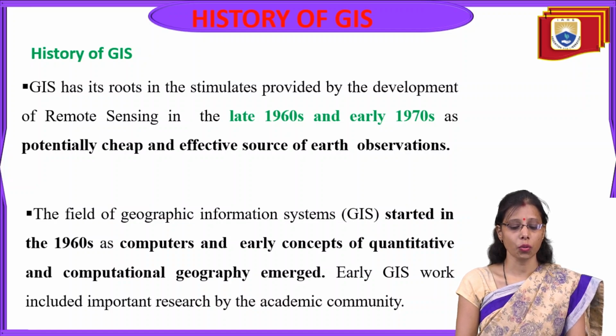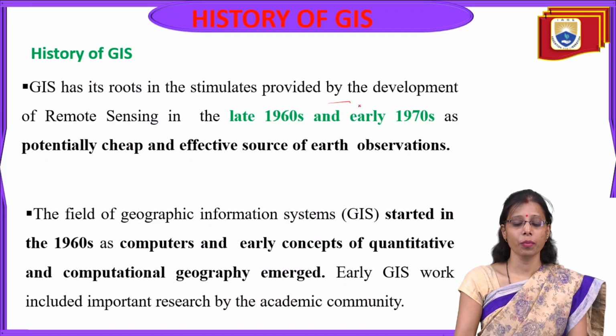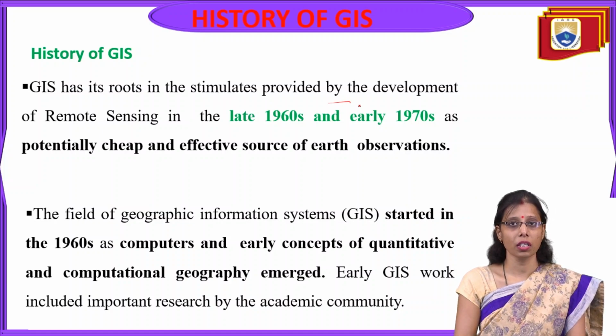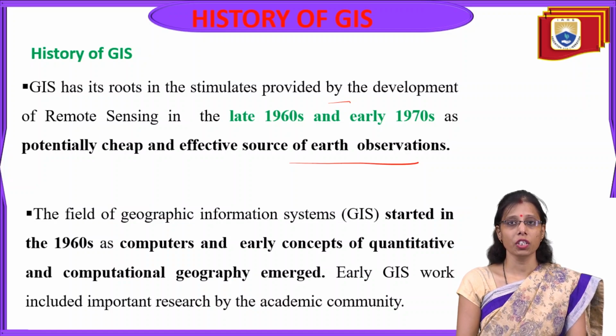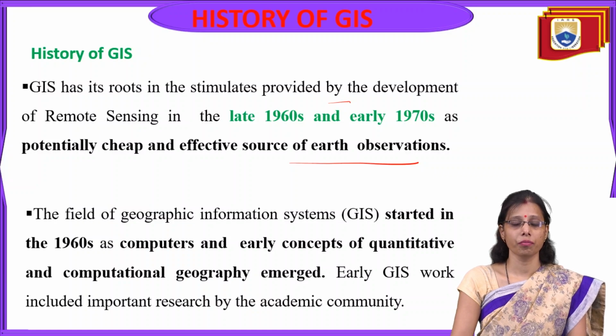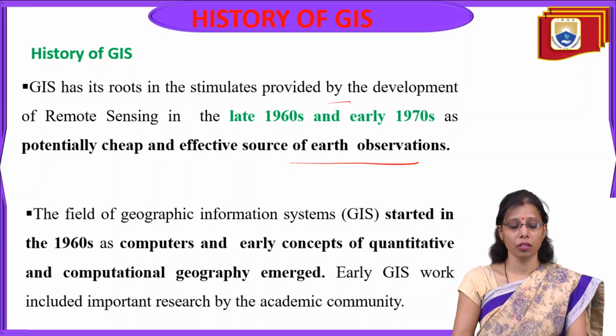GIS has its roots in the stimulus provided by the development of remote sensing in the late 1960s and early 1970s as a potentially cheap and effective source of Earth observation. At that time, when GIS started, there was not much facility. They used to capture images through parachutes and local devices, and from there they prepared maps based on those images. So in the late 1960s, GIS was not that much developed.